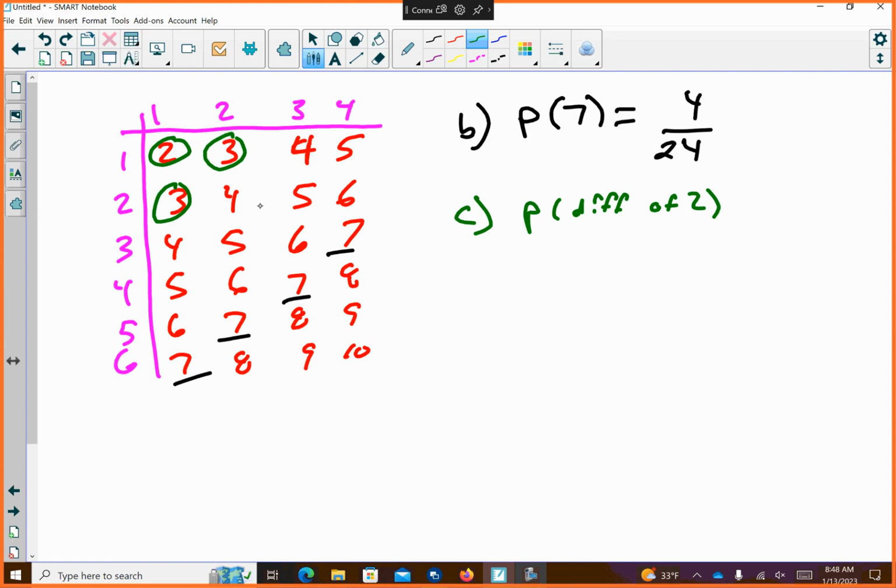5 minus 3. Isn't it just like the second column? That would be 6 out of 24. Second column, because 3 minus 1 is 2, 4 minus 2 is 2, 5 minus 3 is 2. And so you're saying this is the column here? Yeah.